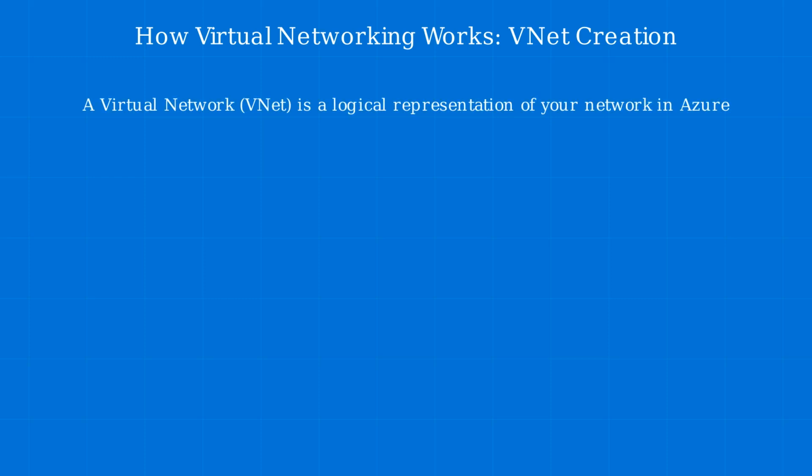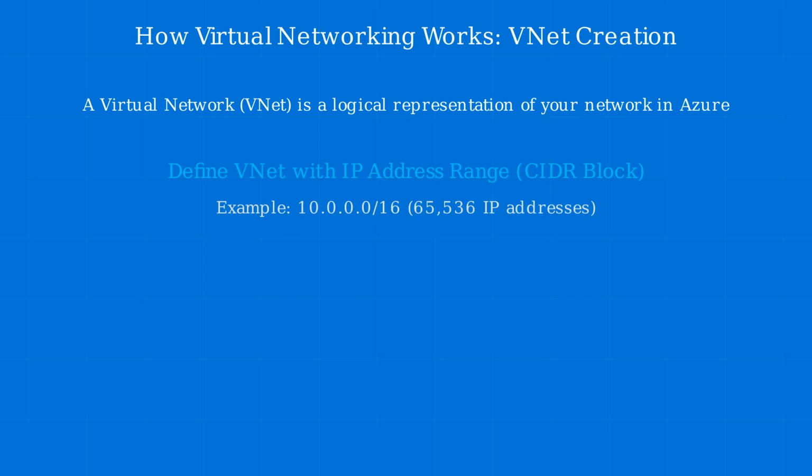In Azure, virtual network creation is the first step in building your cloud network infrastructure. When creating a VNet, you'll define it with a specific IP address range using CIDR notation. For example, 10.0.0.0/16 provides 65,536 IP addresses for your virtual machines and services. It's crucial that this address range does not overlap with any other networks in your organization. Otherwise, routing conflicts will occur.